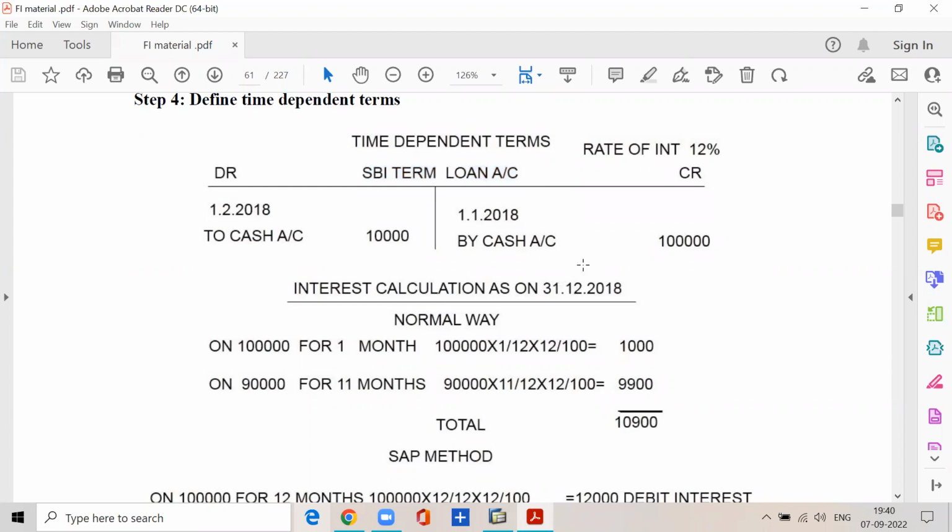So here we have withdrawn 1 lakh on 1/1/2018.